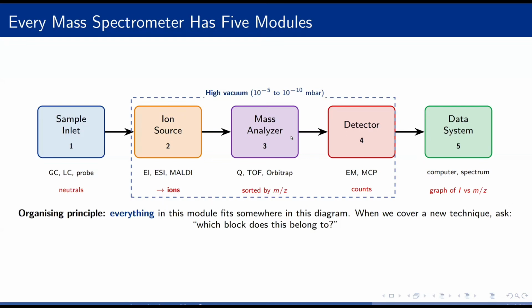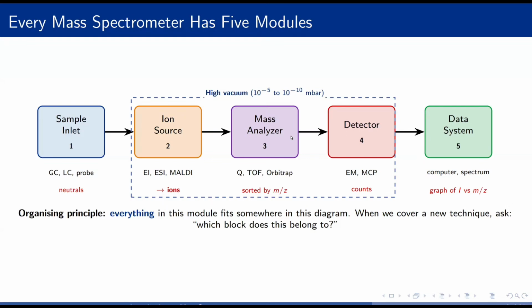Module 5, the data system, just a computer really, but an important one. It converts raw ion counts into the mass spectrum you see and controls the entire instrument. Notice the dashed envelope around modules 2, 3, and 4. That's the vacuum envelope. The ion source, analyzer and detector all live inside a vacuum chamber pumped to between 10 to the minus 5 and 10 to the minus 10 millibar. That is far below atmospheric pressure. In fact, it's lower than the pressure on the surface of the moon. We'll see in a few slides why this vacuum is non-negotiable.